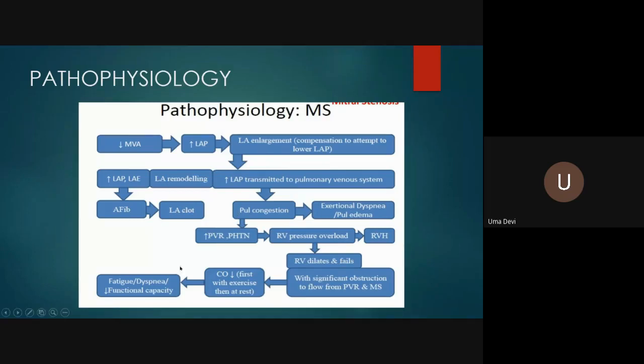Then, when there is an increase in the left atrial pressure, what happens? It is transmitted to the pulmonary venous system. So in due course, there is pulmonary congestion. Because of pulmonary congestion, the response is increased pulmonary vascular resistance. In due course, it lands up with pulmonary hypertension. Now, at this stage of pulmonary congestion, this is where we are going to get exertional dyspnea, which is one of the hallmark symptoms of mitral stenosis.